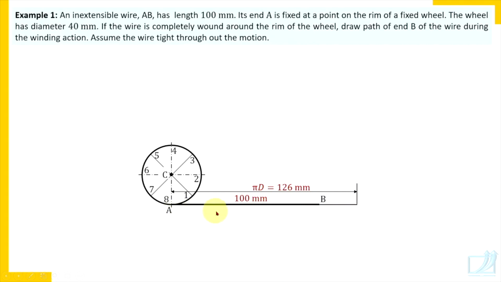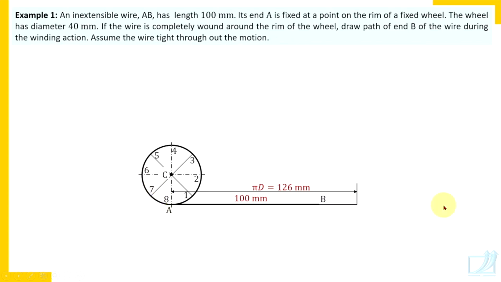Now, if the length of the wire is exactly pi d, then in one rotation the entire wire will get wound over the circle. If the length of the wire is twice pi d, that is 252 millimeters, then in 2 rotations this wire will wound around the circle. If the length of the wire is less than pi d, as in this case, then before one complete revolution the entire wire will get wound over the circle. But now you should understand the procedure.